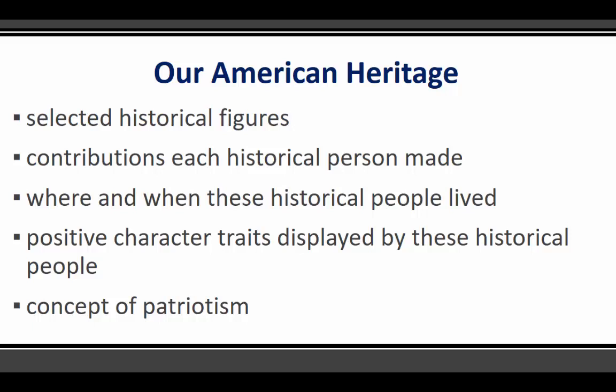First grade students will continue their introduction to United States history through the study of selected historical figures. Students will learn about the important contributions they made. They will also learn about where and when these historical figures lived and the positive character traits each person displayed. The concept of patriotism will also be explored.